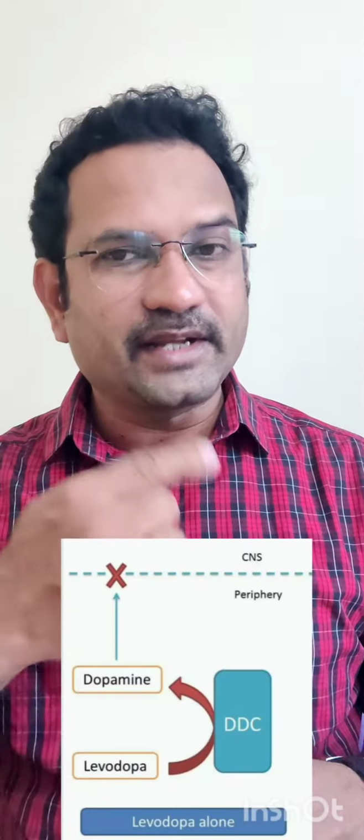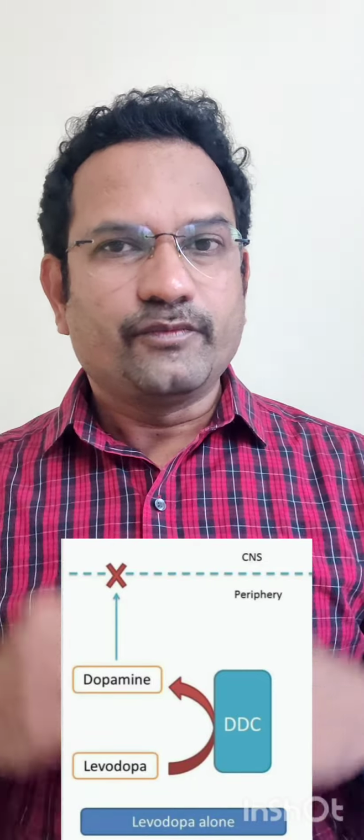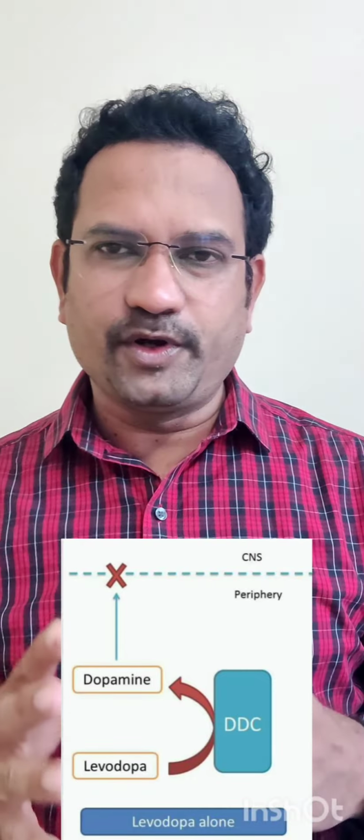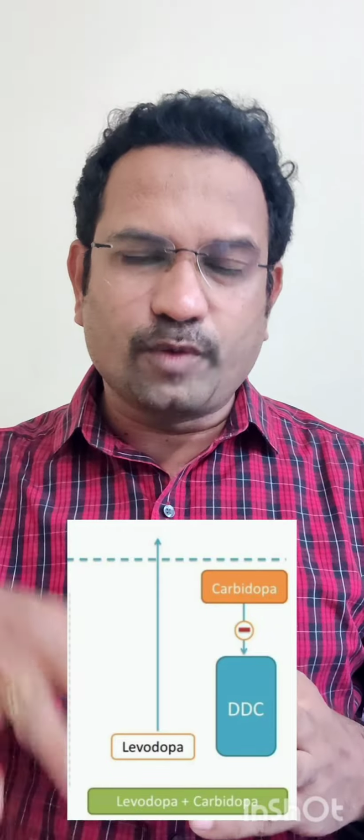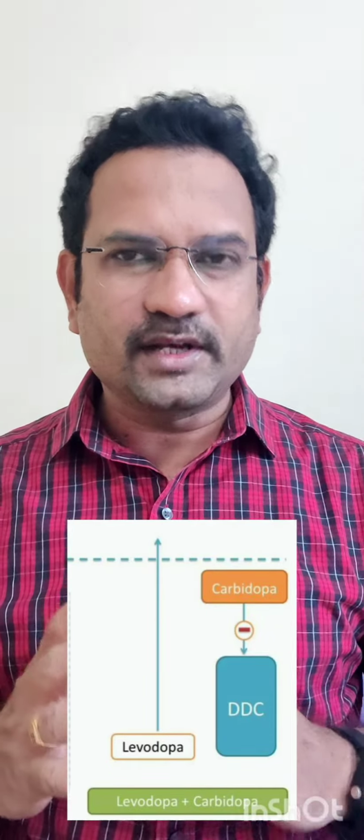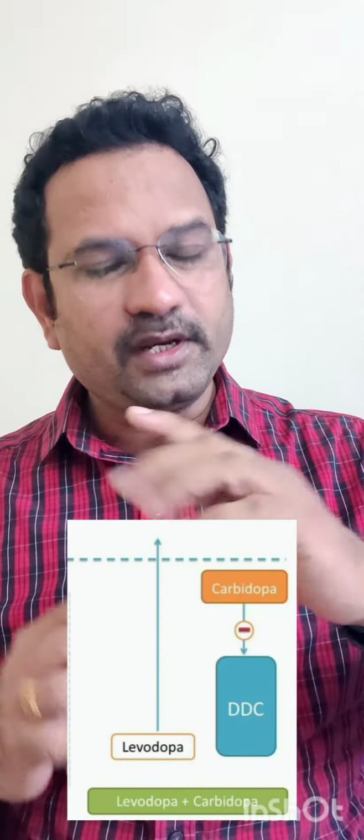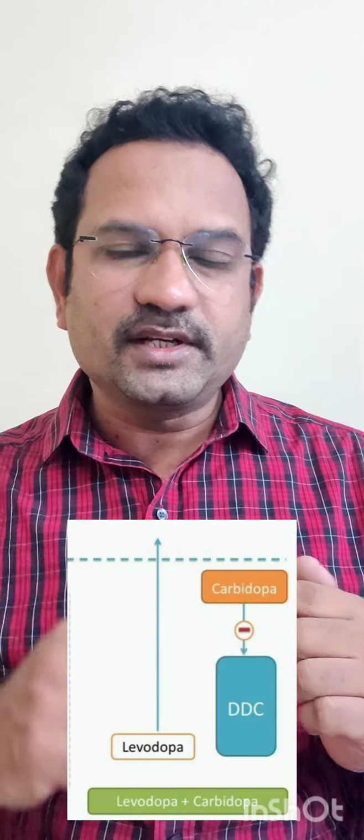So what happens is, when levodopa is given alone, it is peripherally converted to dopamine and it cannot cross the blood-brain barrier. When levodopa is given along with carbidopa, carbidopa inhibits the dopa decarboxylase enzyme and levodopa can cross the blood-brain barrier and get into the brain. Inside the brain, levodopa is again converted to dopamine. So dopamine levels are increased and you can treat Parkinson's disease.